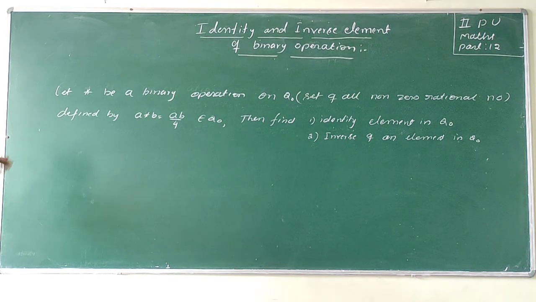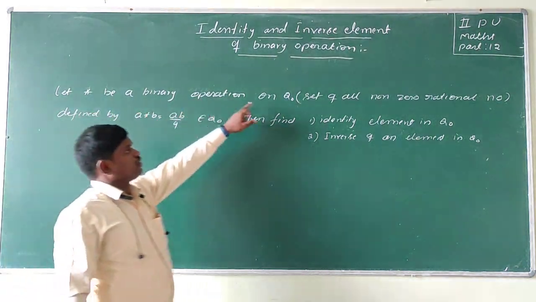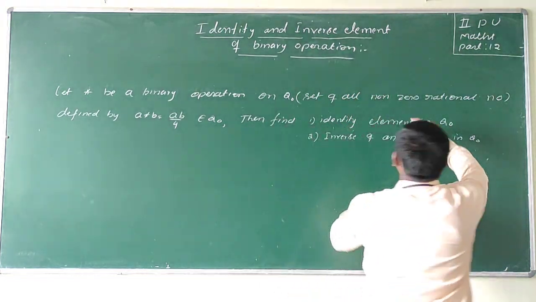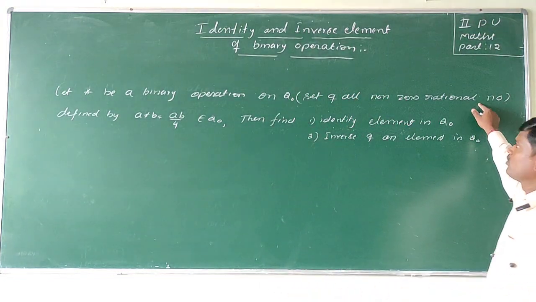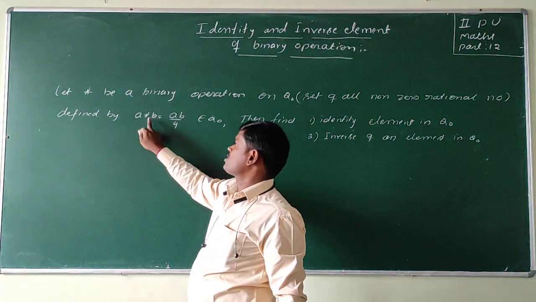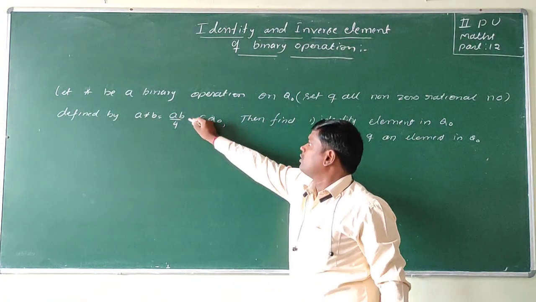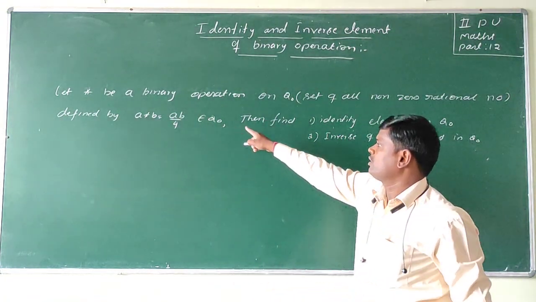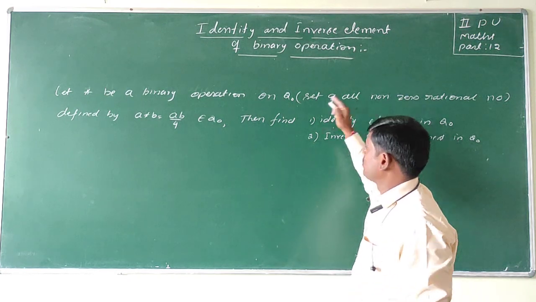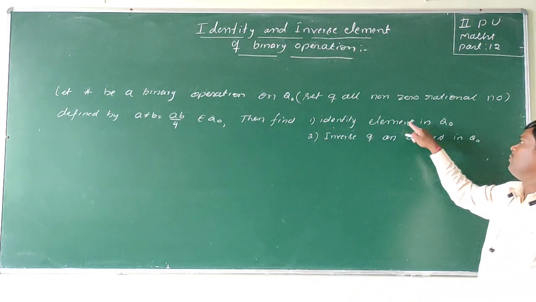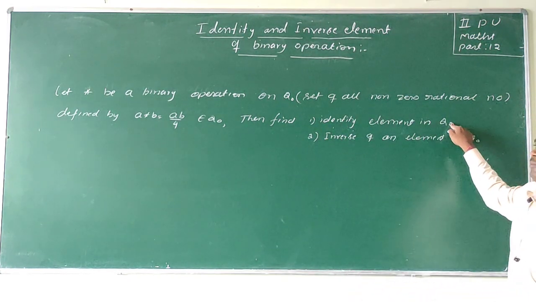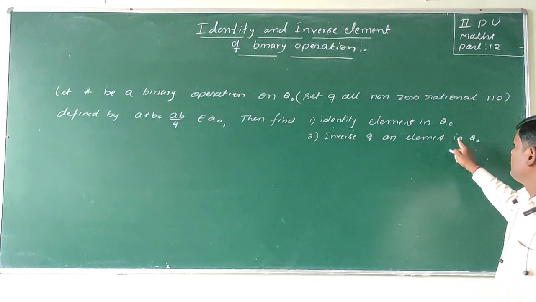So here, let's solve the binary operation on Q naught, that means the set of non-zero rational numbers, defined by A star B is equal to AB by 4 and it belongs to Q naught. Right? Set of non-zero rational numbers. So then find the identity element and the inverse of an element in Q naught.